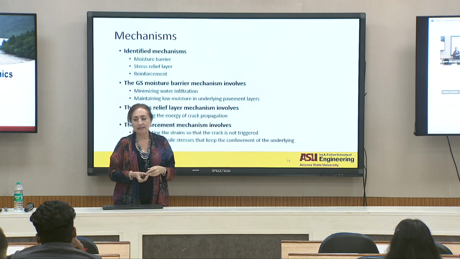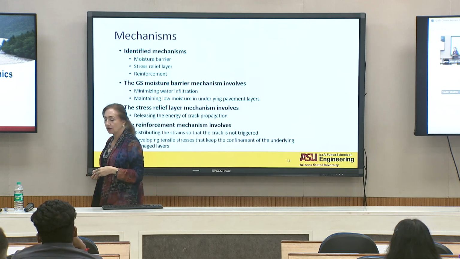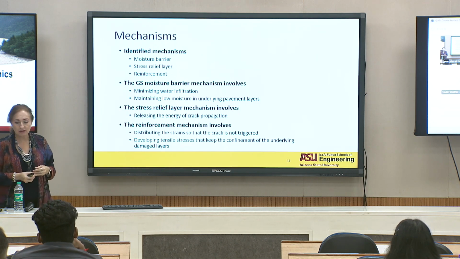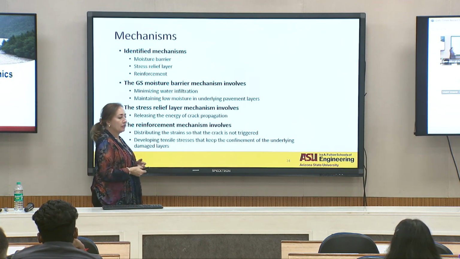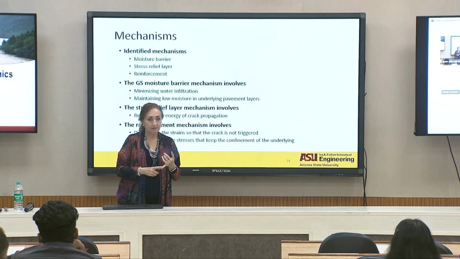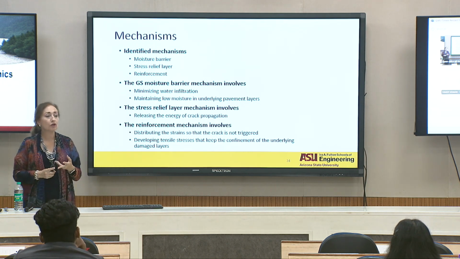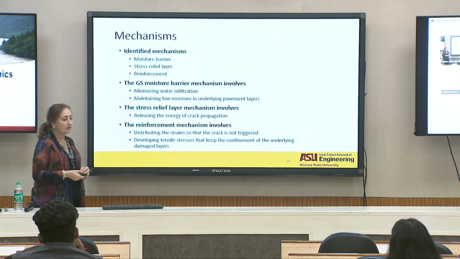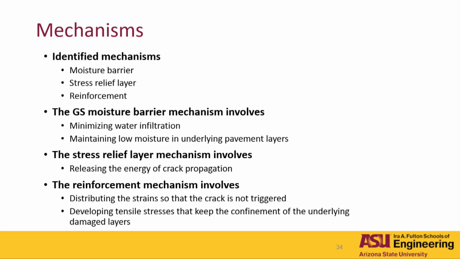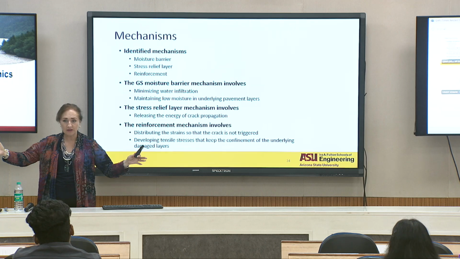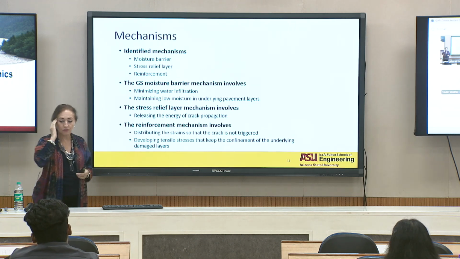These are the mechanisms you need to identify in order to use geosynthetics on pavements. Again, you need to figure out if you want a moisture barrier, a stress relief, or reinforcement. The geosynthetic moisture barrier involves mechanisms like minimizing water infiltration and maintaining low moisture in the underlying layers, when you don't want the change in suction to be too wide, because then you're going to get a volume change problem.